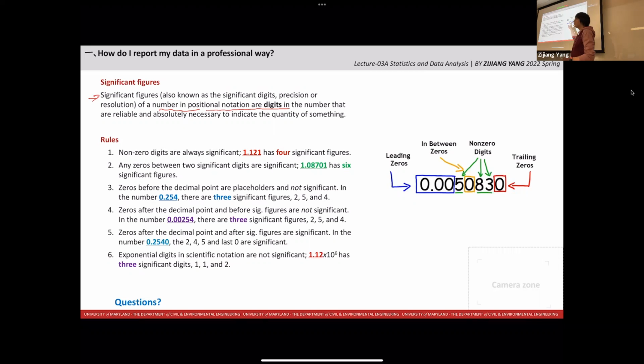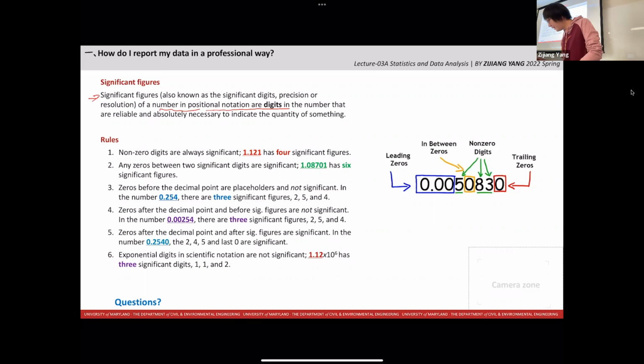Basically, for a number, we may have some zeros in front of the other non-zero digits. These zeros do not count as significant figures. But we also have some zeros in between the non-zero numbers. They count as significant digits. And zeros at the end of the non-zero numbers also count. So in other words, for this one, we have 1, 2, 3, 4, 5, so it has 5 significant figures.